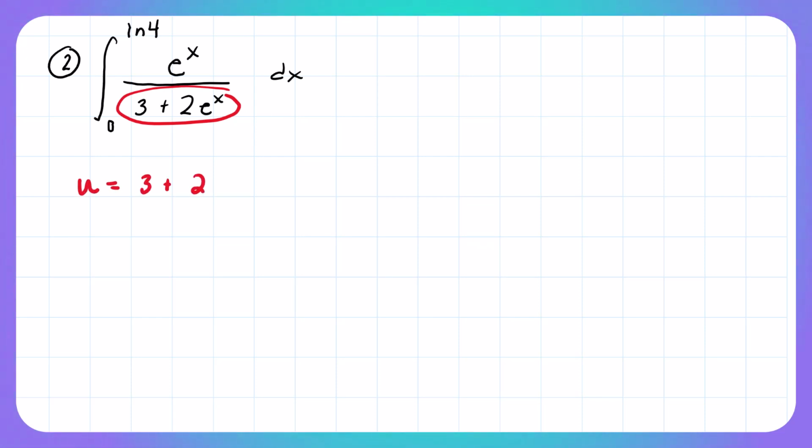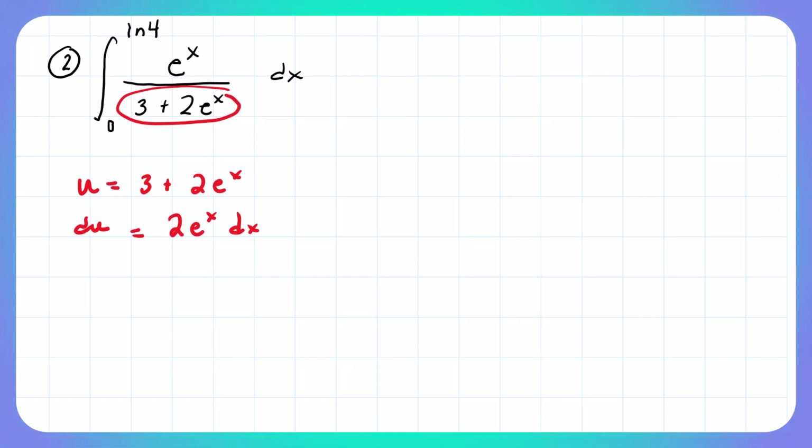See if I can come up with the substitutions here. So my du dx is going to be the derivative of 3, which is 0, and then 2e to the x. Multiply both sides by dx. And again, I'm starting to shortcut a little bit of the work with the substitutions as we do more and more examples here. And look at that. That's pretty close to what I have up here.